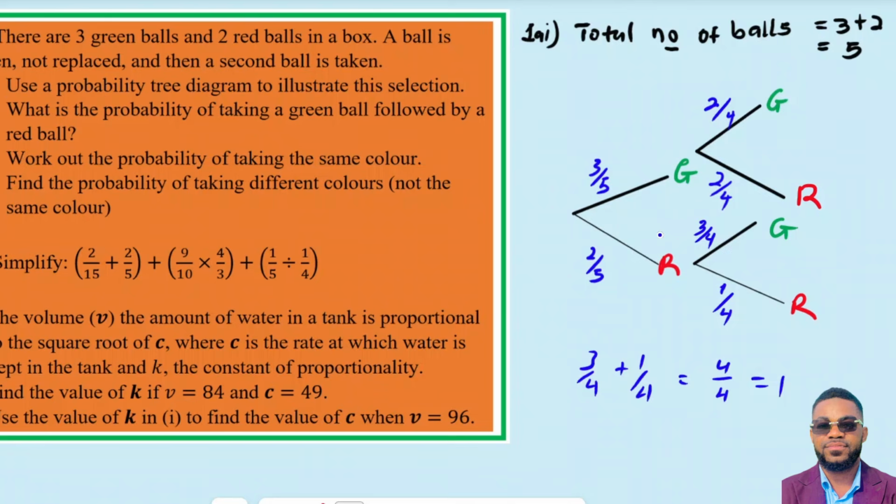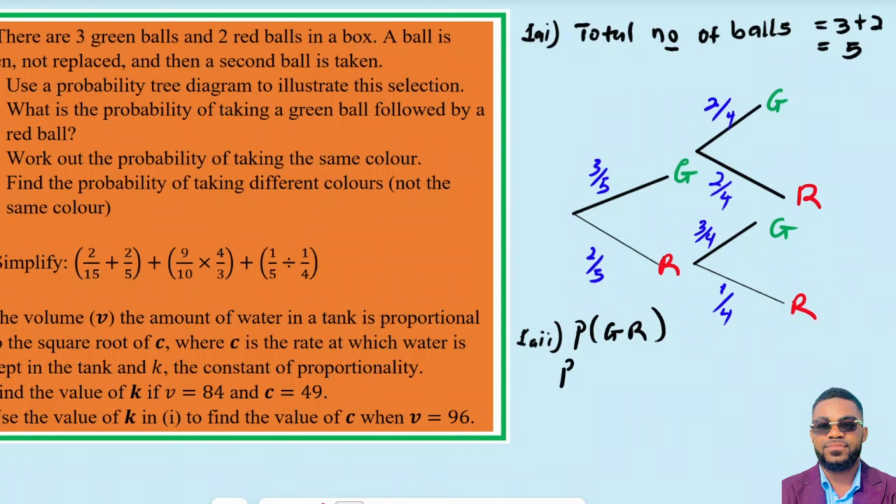Now let's move on to the next question. That is 1A II. And this is the question. What is the probability of taking a green ball followed by a red ball? They have been specific. The probability of getting a green ball and then a red ball. That is what they are saying. This is how we can interpret this selection.